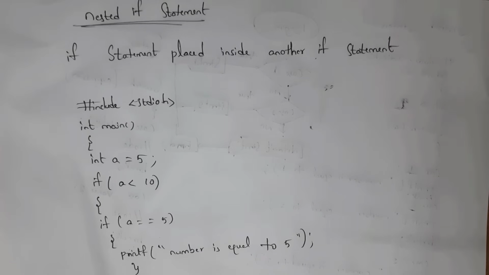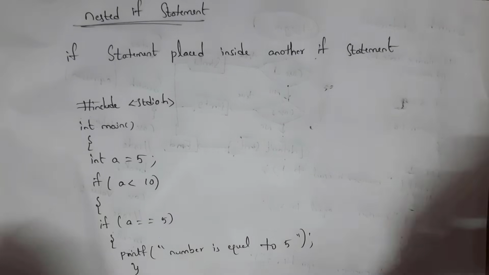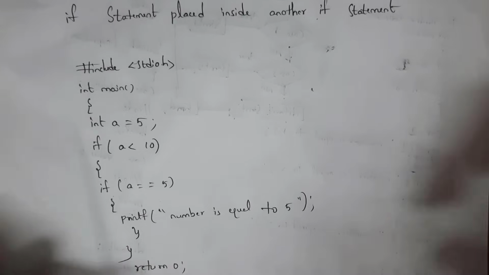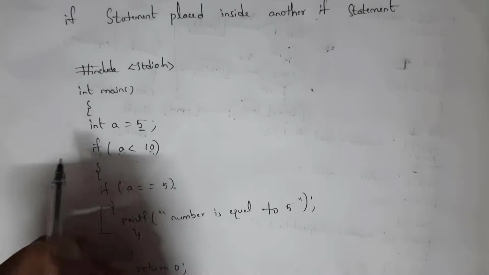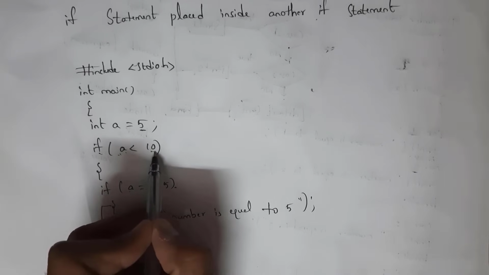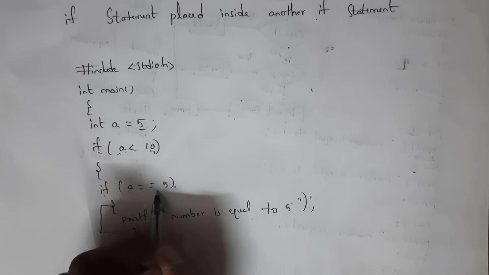Next I will explain nested if statement. If we place one if statement inside another if statement, then we call it as nested if statement. This is an example. Here I took int a equal to 5. I given value of a as 5. Here I am using two if statements. At first I written if a value is less than 10. Inside this I am giving another condition, that is if a value is equal to 5.